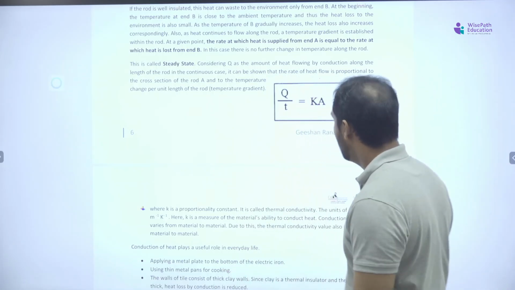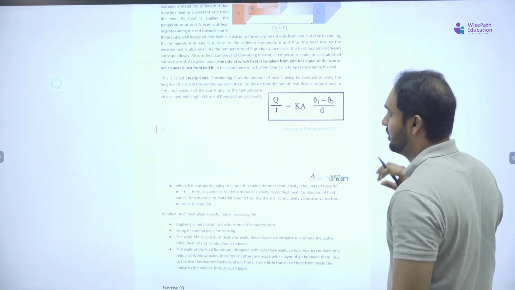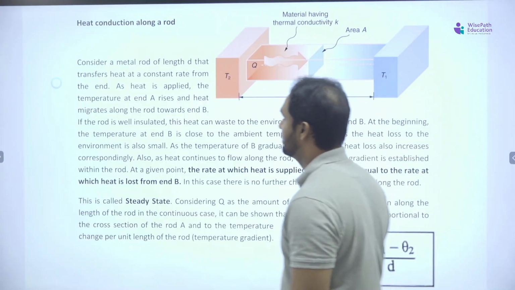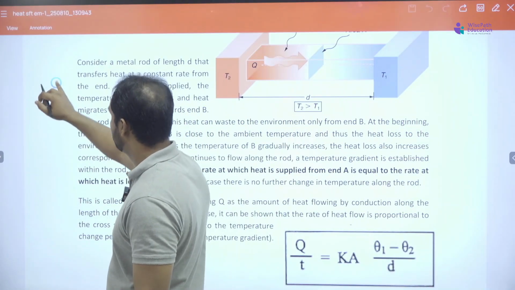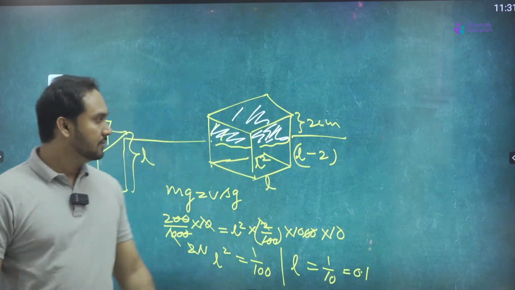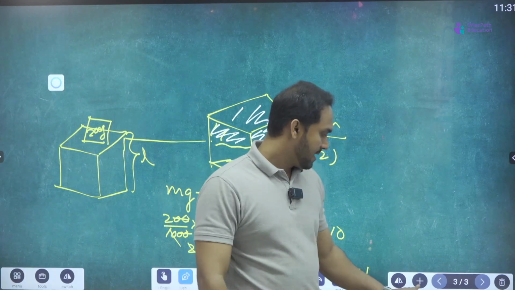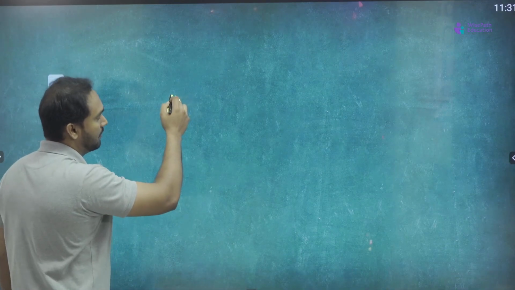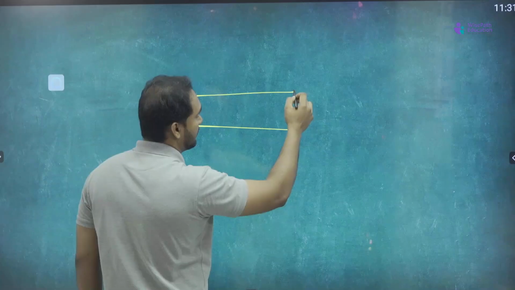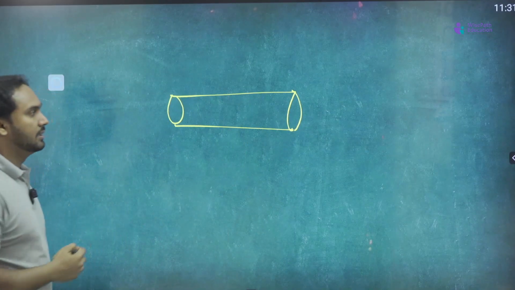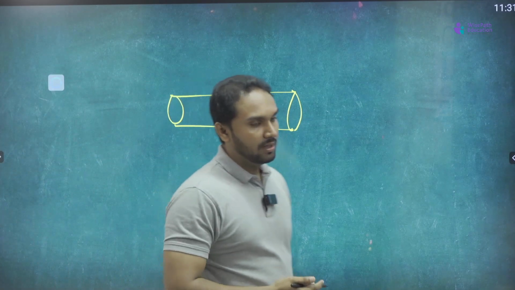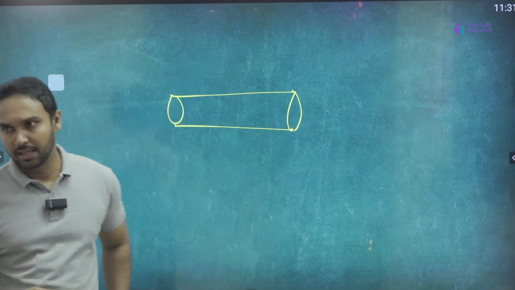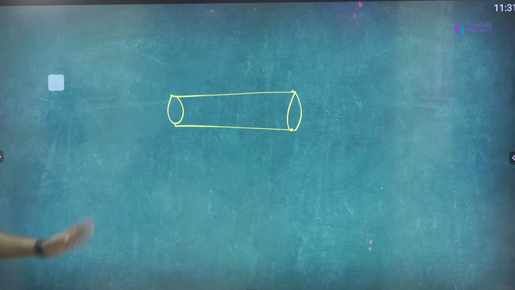Right. So come to this conduction part, right? I have to discuss the equation. This part, heat conduction along a rod, right? This is one of the practical things that is done in the laboratories, and they found the formula and the other variable factors, right? Three variables are there, and they made a formula using those variables. So this is what happens there.